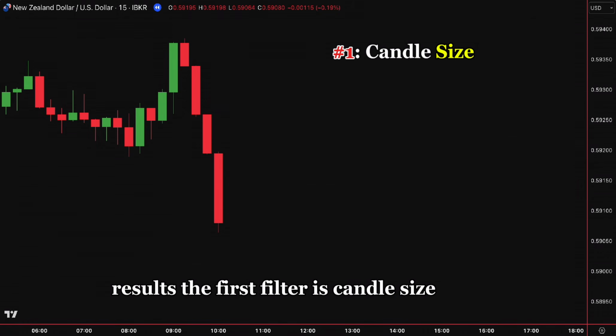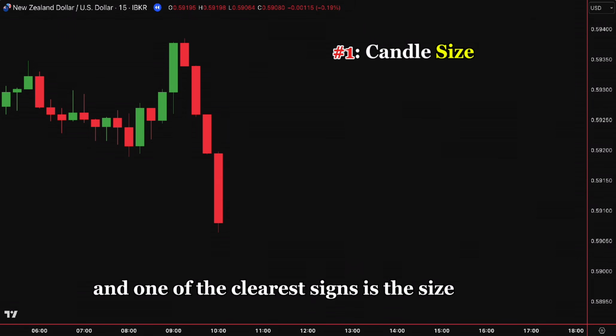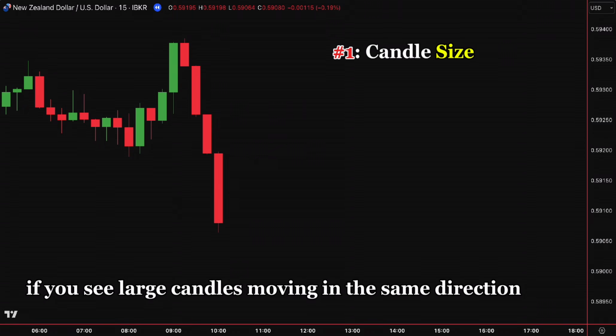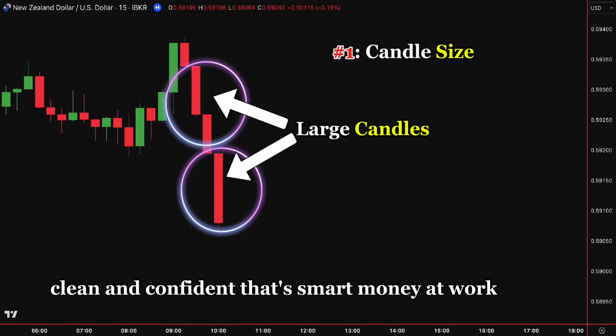The first filter is candle size. When institutions step in, they leave a trace, and one of the clearest signs is the size and consistency of the candles. If you see large candles moving in the same direction, clean and confident, that's smart money at work.